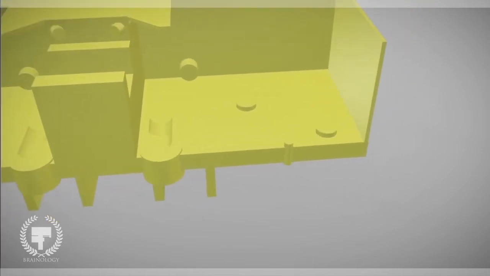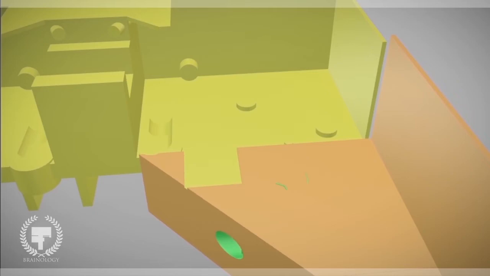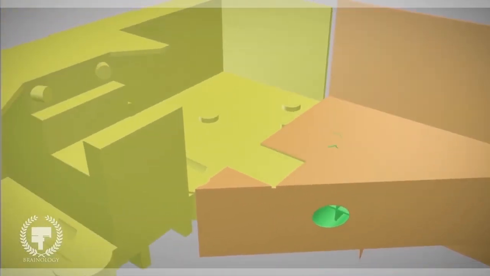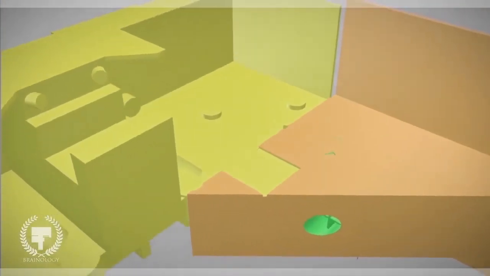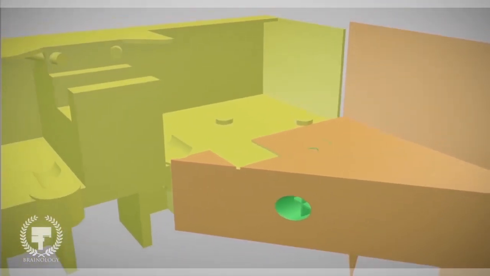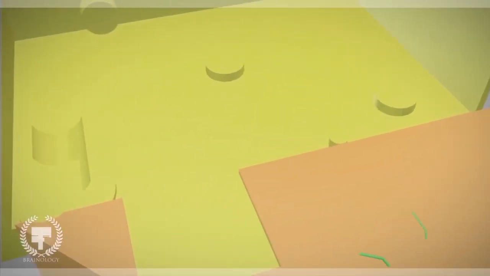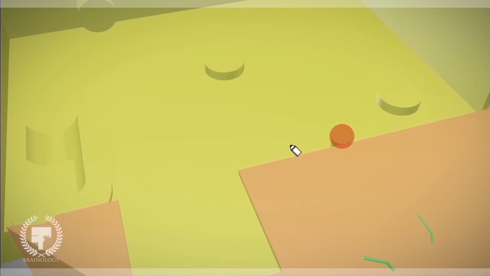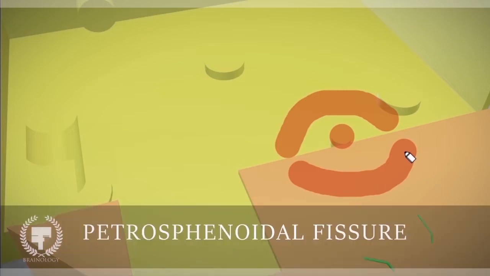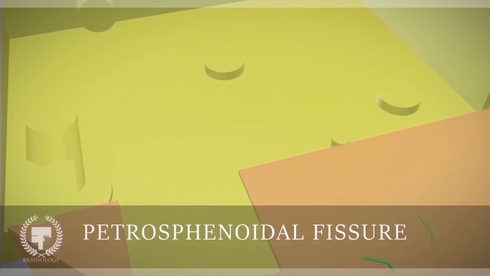So just to make you understand this fissure better, you need to know that just posteriorly to the sphenoid bone, we have the temporal bone. Specifically, one segment of the temporal bone called the petrous bone. This triangular part of the temporal bone is called the petrous part of the temporal bone. So this fissure in the center is in between the sphenoid bone and the petrous part of the temporal bone. So we call this hole petrosphenoidal fissure.